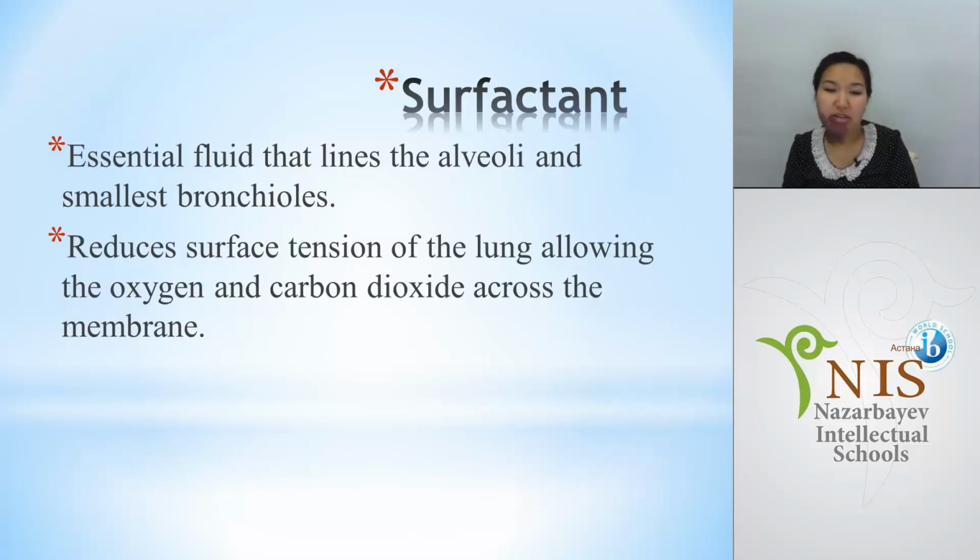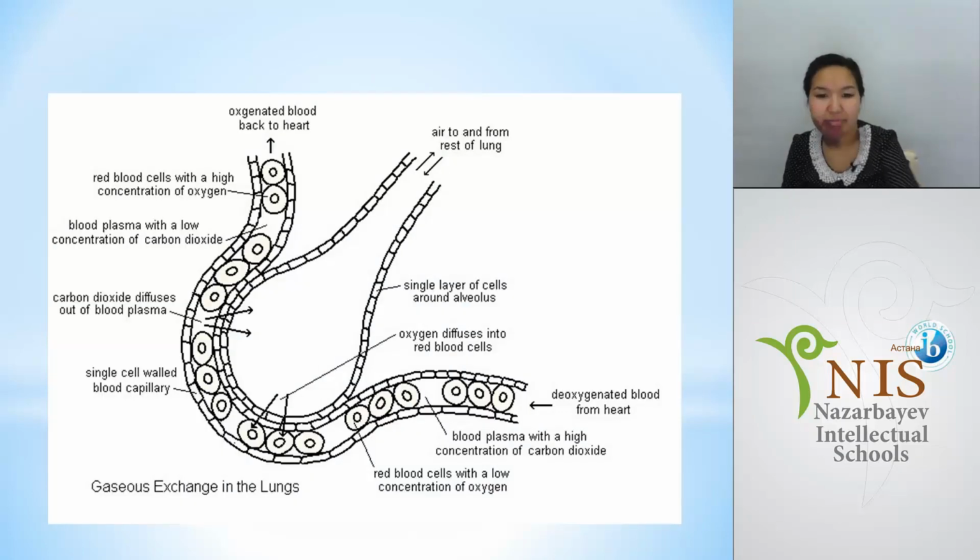What is surfactant? It's the essential fluid that lines the alveoli and smallest bronchioli. What is the function of surfactant? It reduces surface tension of the lung, allowing oxygen and carbon dioxide to cross the membrane. Here you can see how alveoli work.